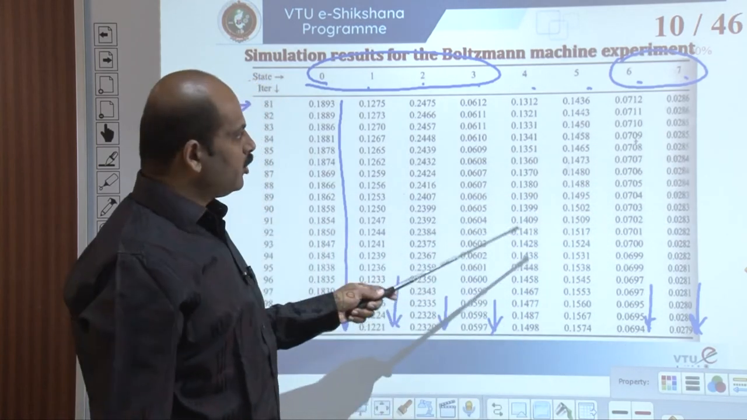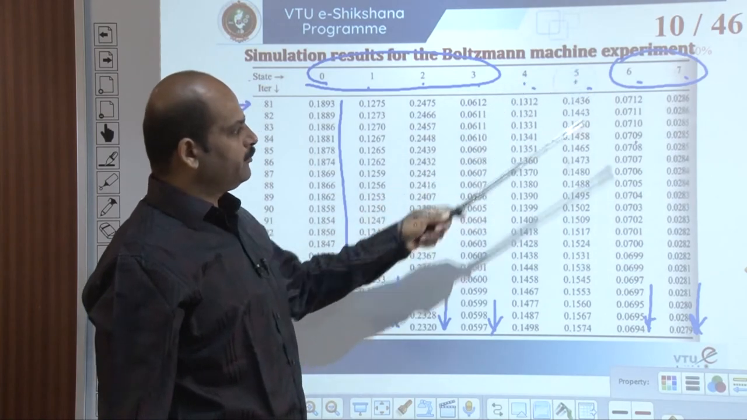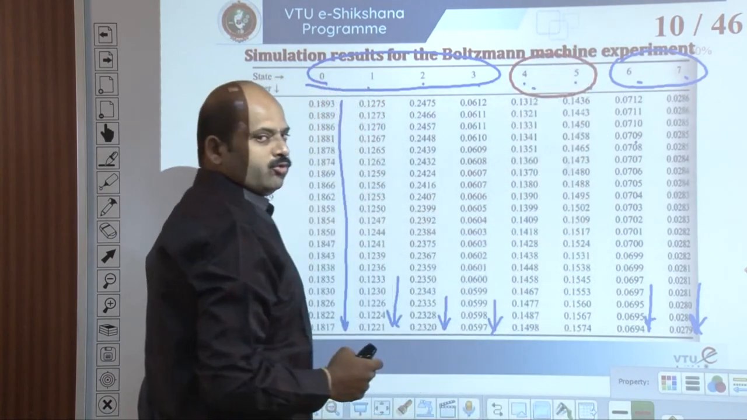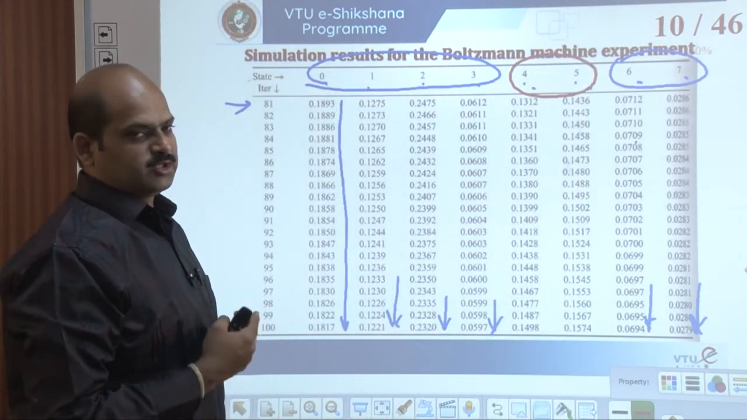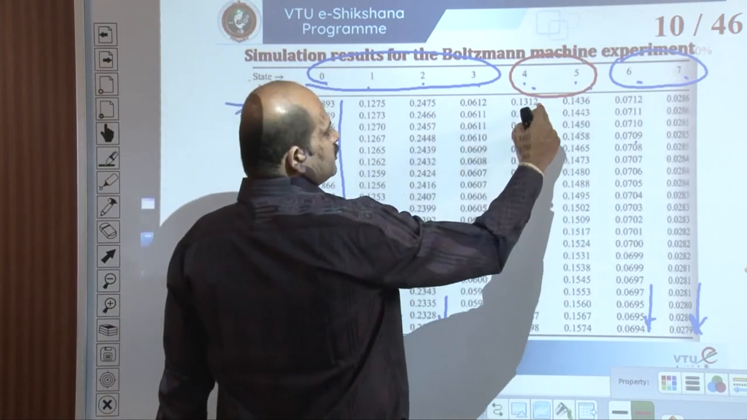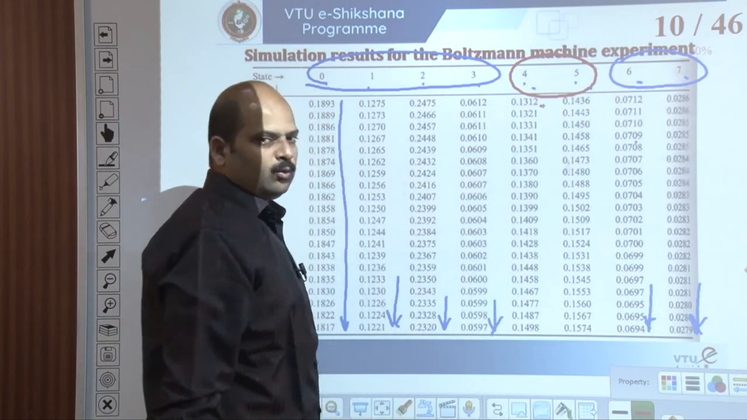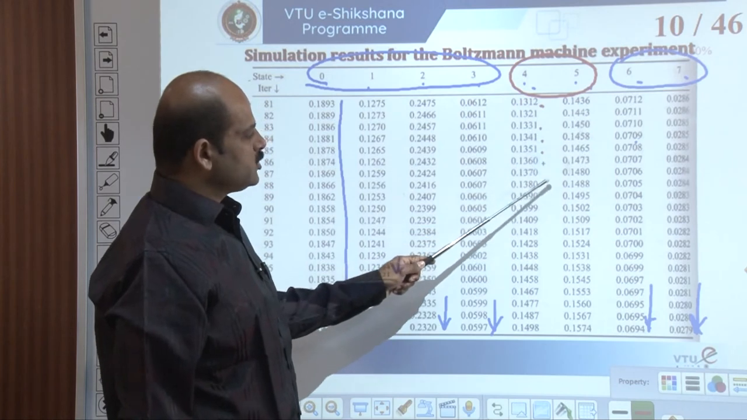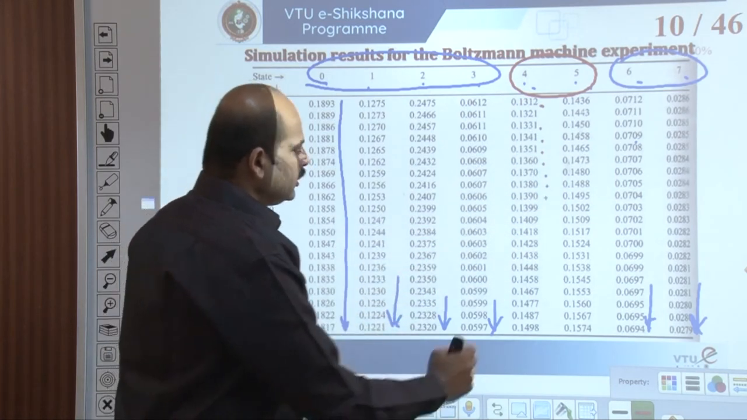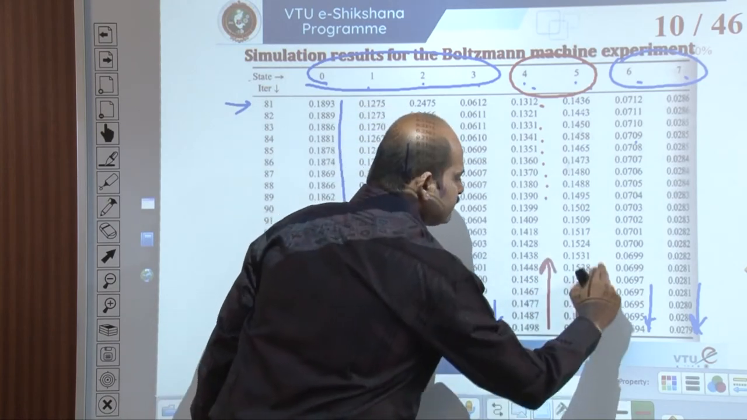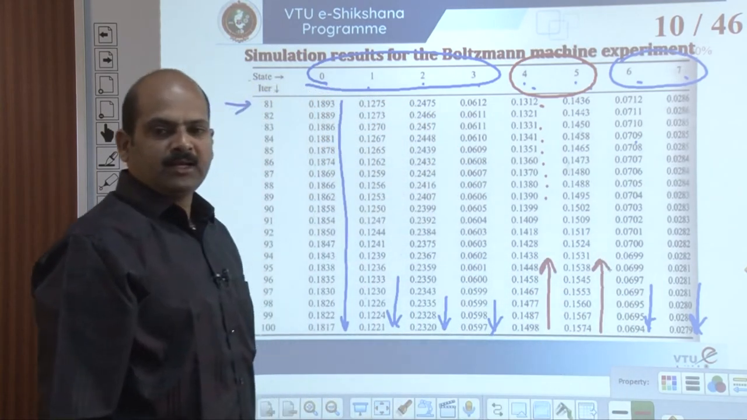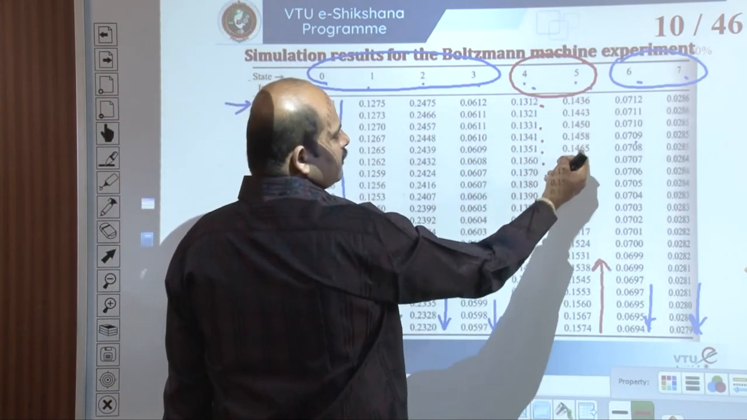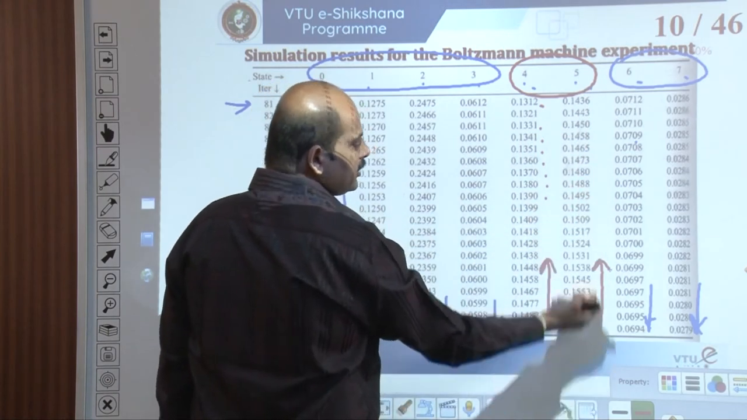Whereas, if you look at the iteration states 4 and 5, they are increasing as expected. It starts with 0.1312 and then goes 0.1321, 0.1314 and so on, increasing. State 5 is also increasing: 0.1436, 43, 50, 58, 65, 73, 80, 88, like this, increasing.